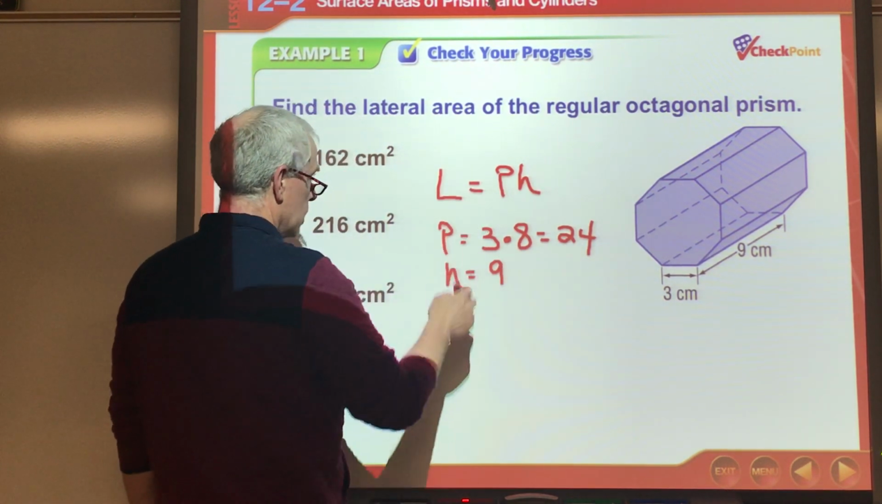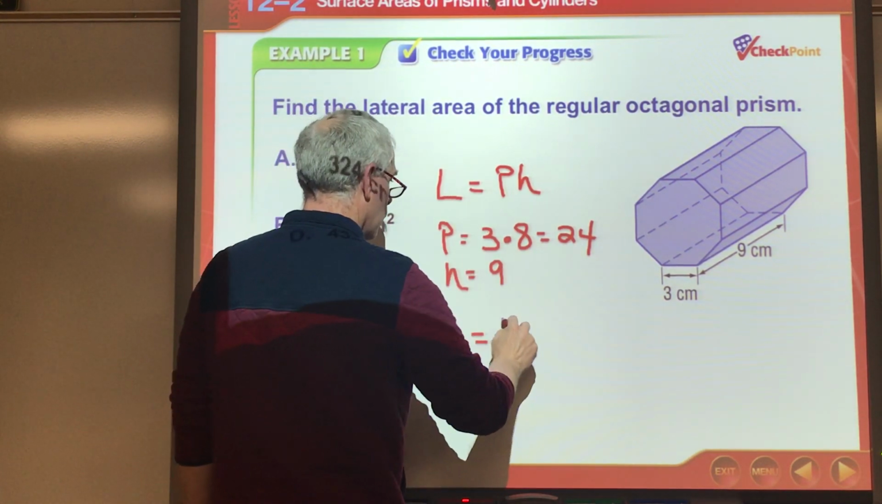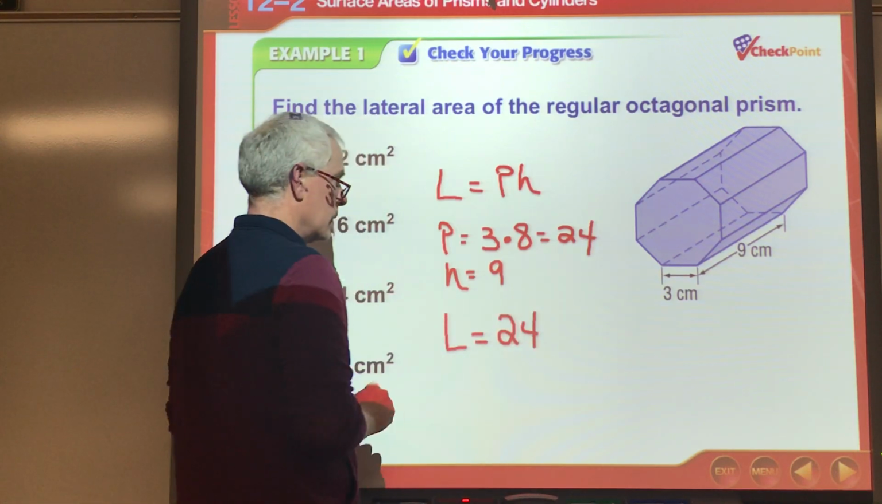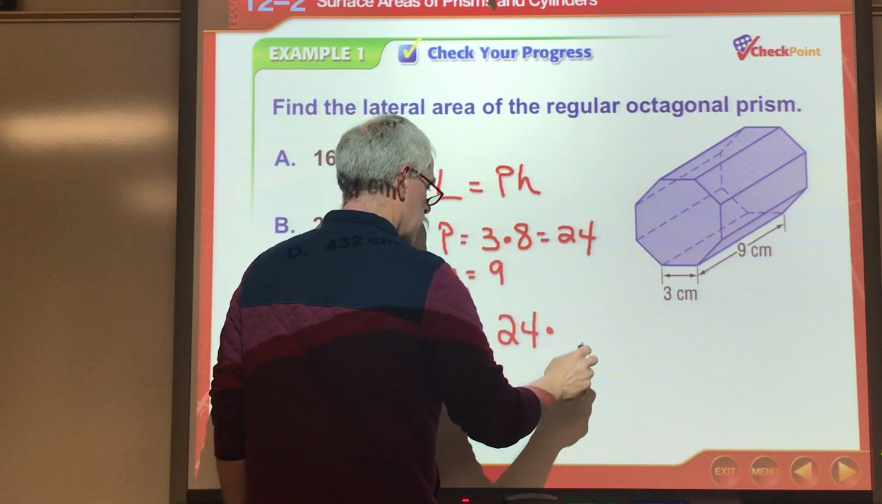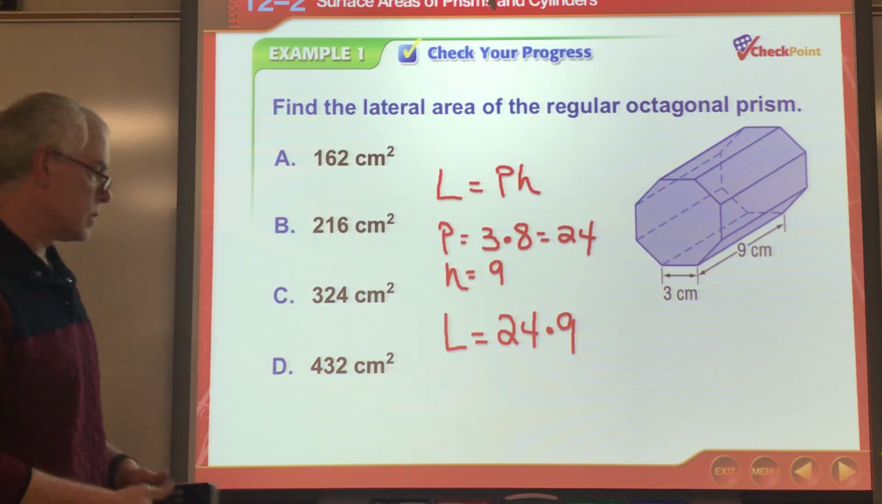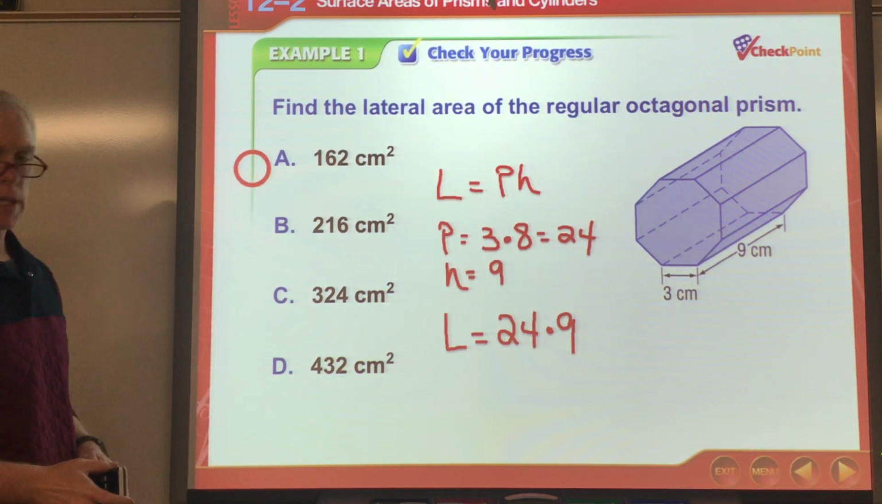So for lateral area, I'm going to take the perimeter of the base times the height. And when you take 24 times 9, you get 216. Okay?